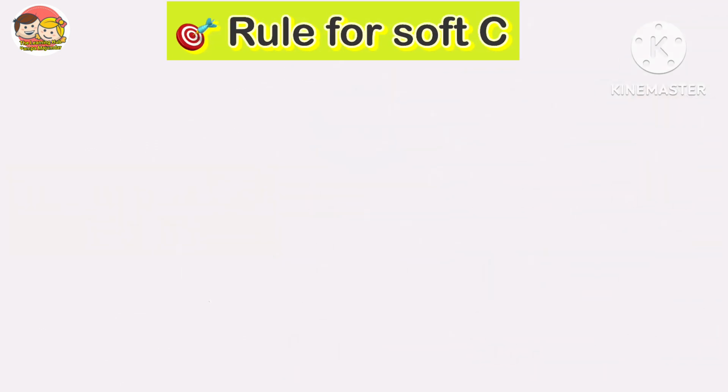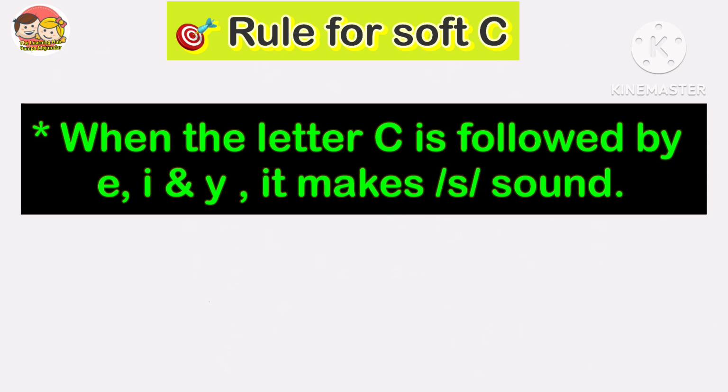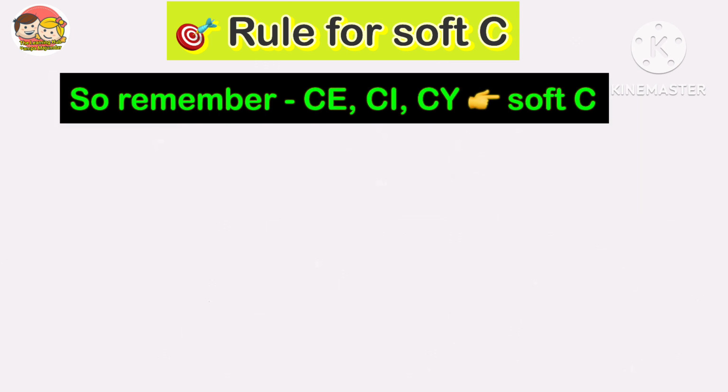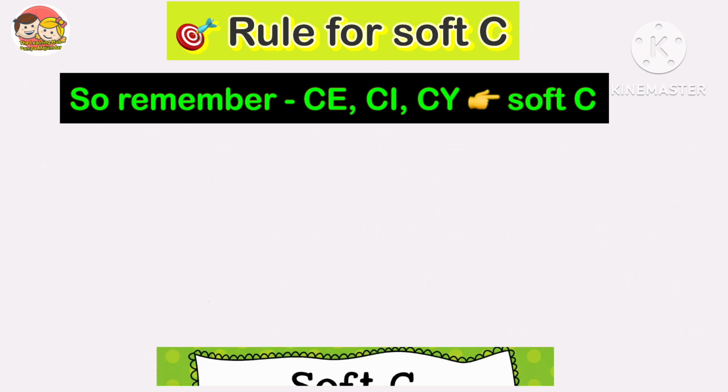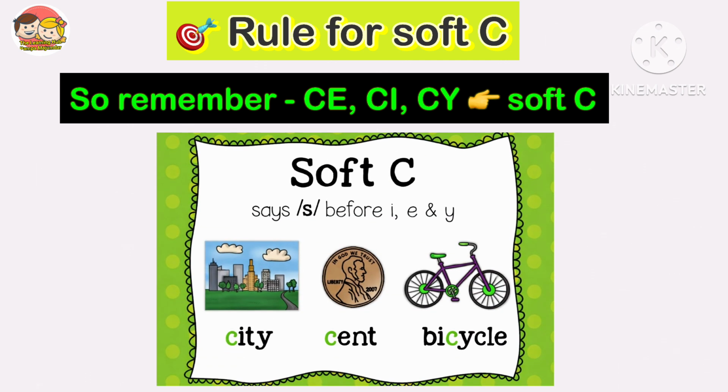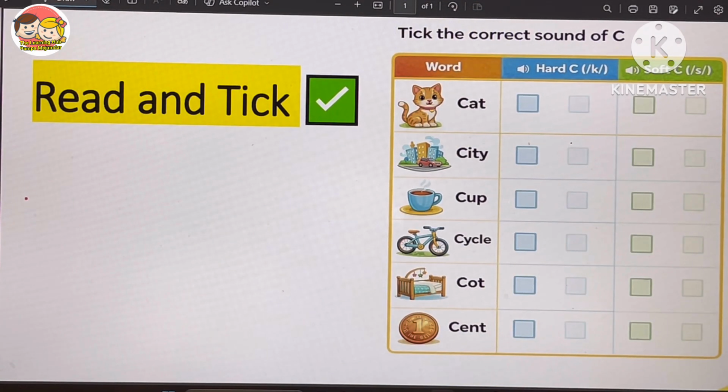Now rule for soft C. When the letter C is followed by E, I, Y, it makes s sound. I repeat, when the letter C is followed by E, I, Y, it makes s sound. So remember, C-E, C-I, C-Y makes soft C sound. For example, city, scent, cycle. It's quick practice time.